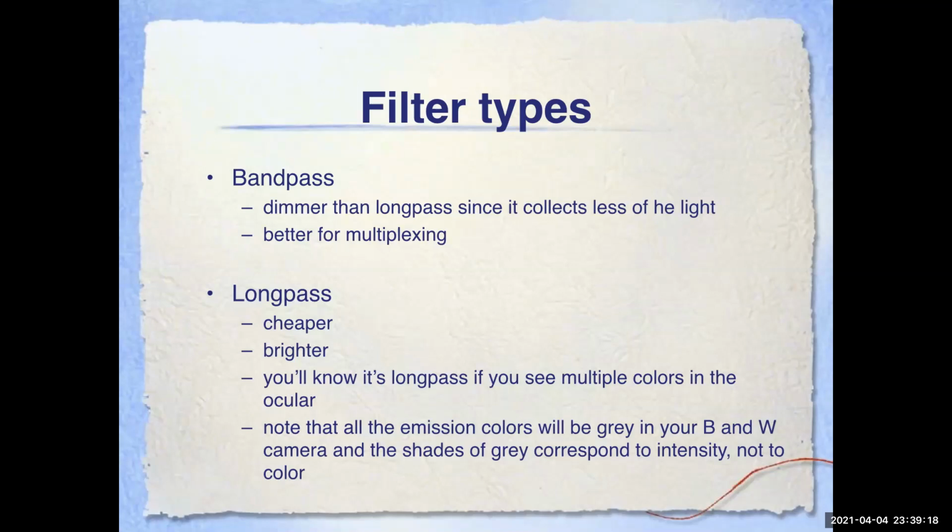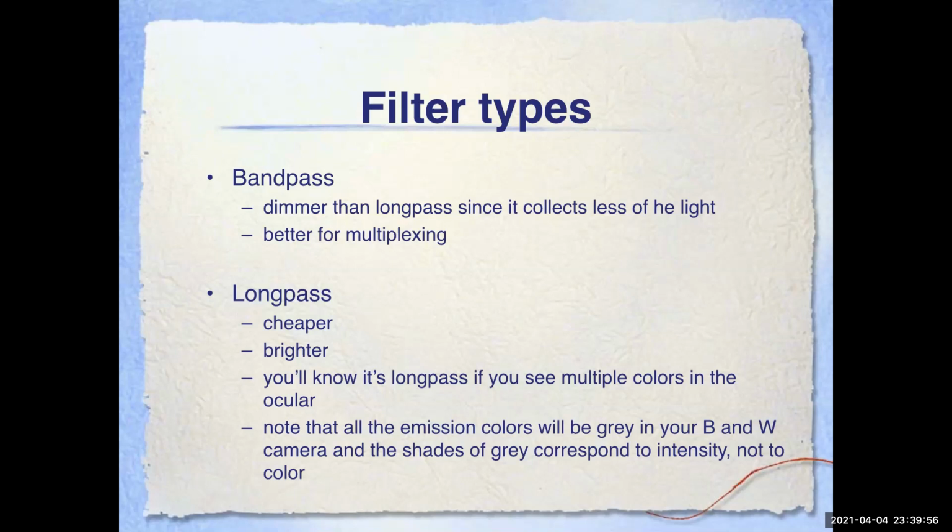So this is sort of notes on pros and cons. The long pass, why would you ever buy it? Well, it's cheaper actually, and it's brighter. So if dimness is an issue, as it often is, it's an option to consider. And you'll know it's long pass when you go up to the oculars and you're expecting green, but you see green, orange, and red in your specimen. Because remember, things are spectra. In other words, the colors that are coming off of your fluorophore, you're going to think of them as green or the peak emission color.